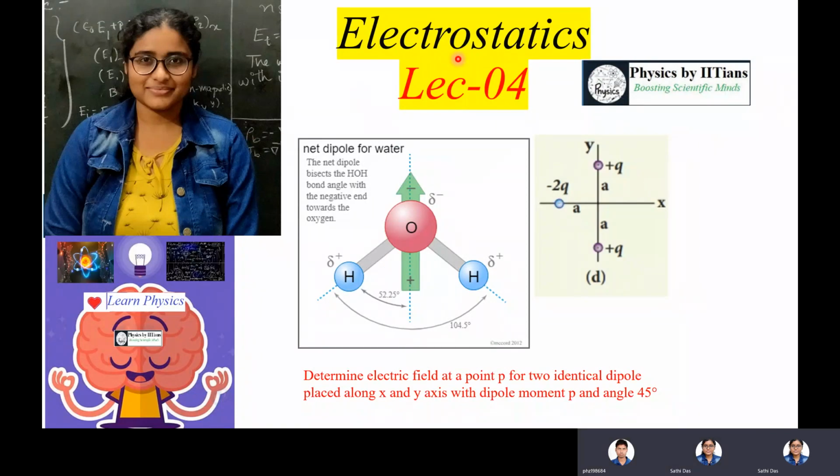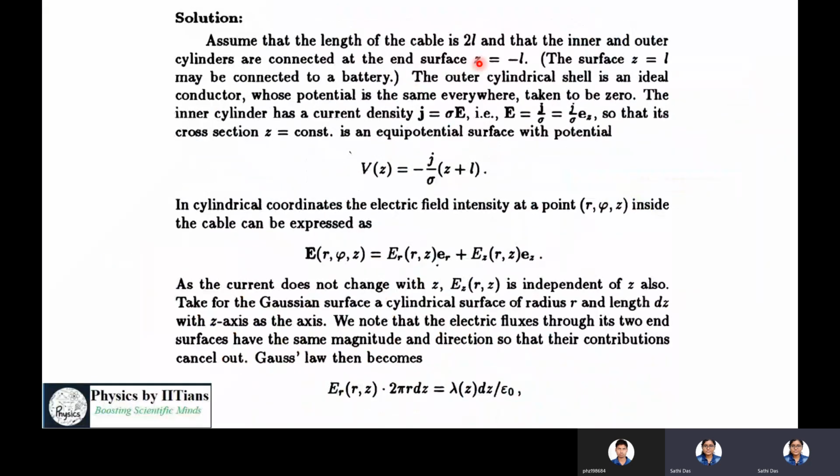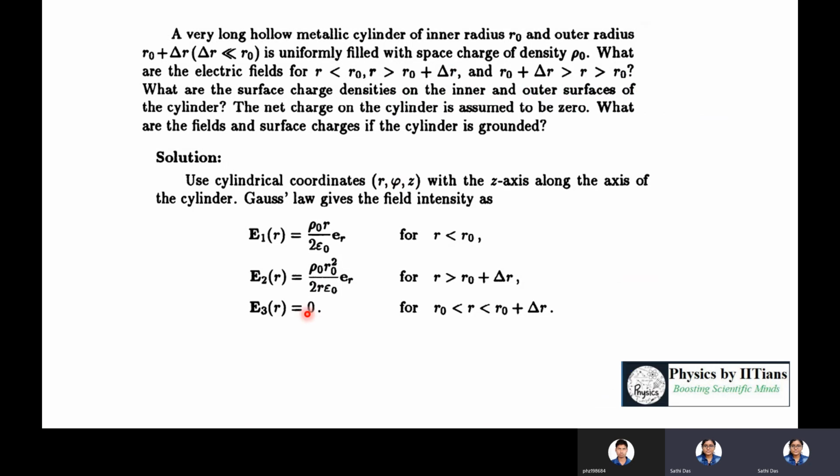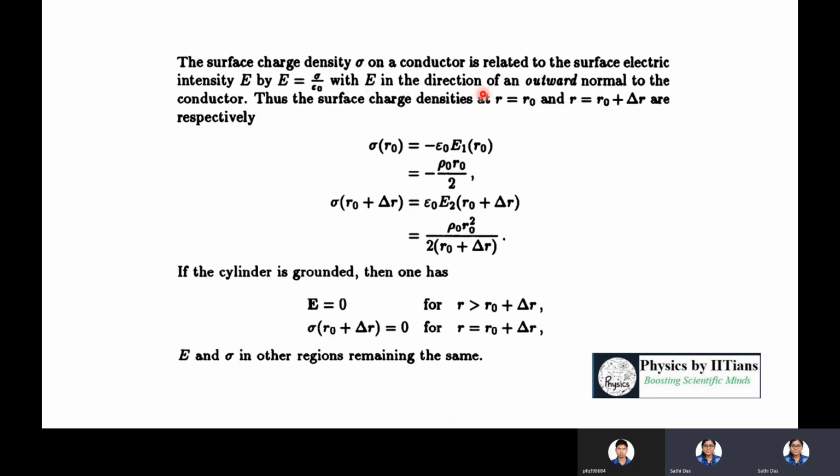Hello friends, in the last lecture we learned about conductors and their properties. We learned the formula of the electric field existing outside a conductor, then mechanical pressure. Then we solved some problems on how to calculate the electric field in the case of a hollow metallic cylinder, that is the conductor. Obviously you know metals are conductors.